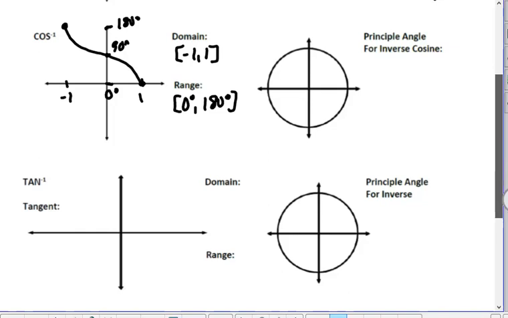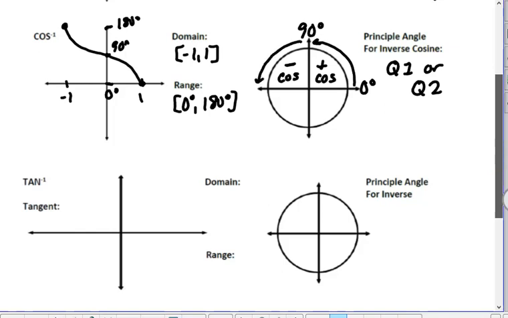So the principal angles for inverse cosine are in quadrants 1 or 2. If we're in quadrant 1, that would be getting a positive trig value. That's going to give me an angle between 0 and 90. If I have a negative cosine value, that's going to be between 90 and 180.